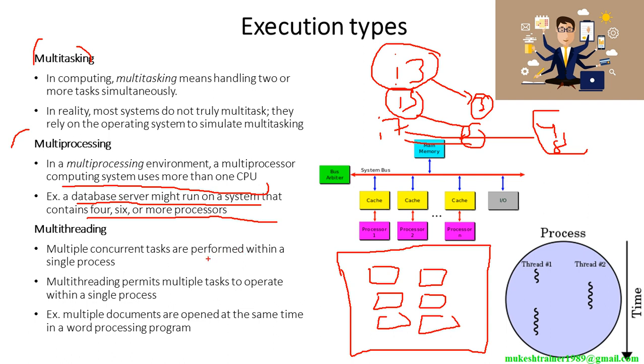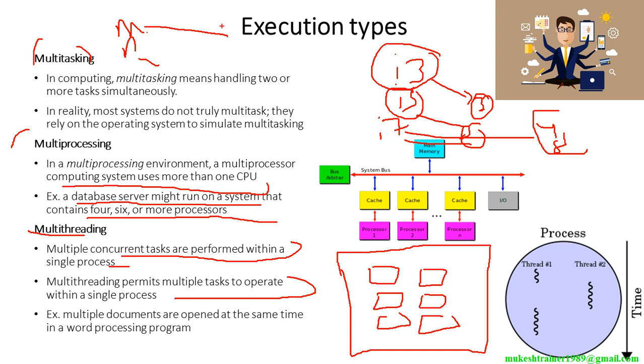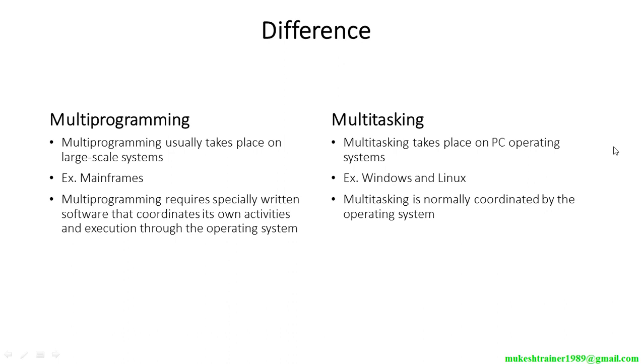Next is multi-threading, which is multiple concurrent tasks performed within a single process. Multi-threading permits multiple tasks to operate within a single process. Multiple documents are open at the same time. For example, you are using MS Word, PowerPoint, Excel, or you have opened 4 MS Word applications at one time. That is called multi-threading.